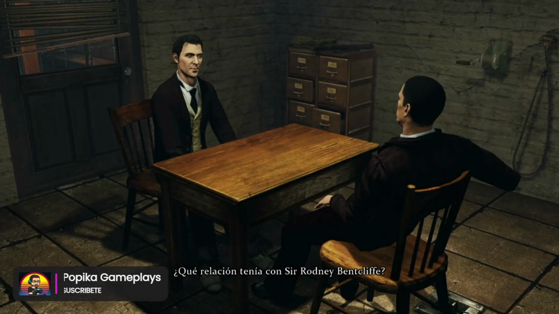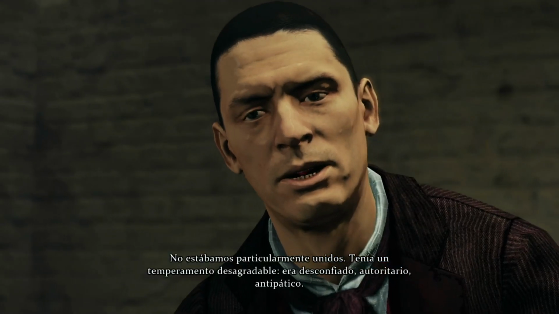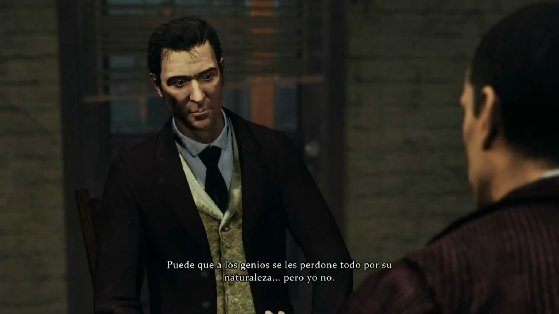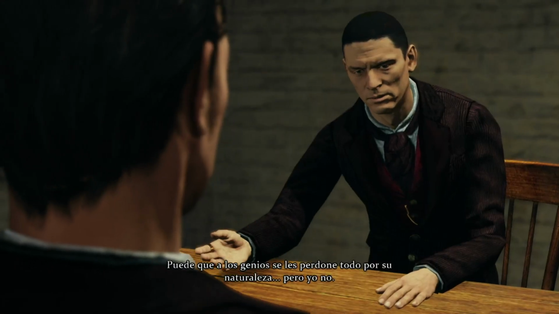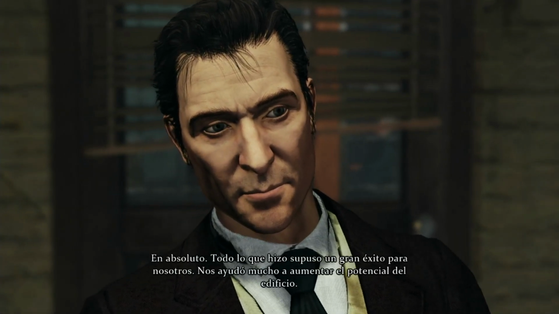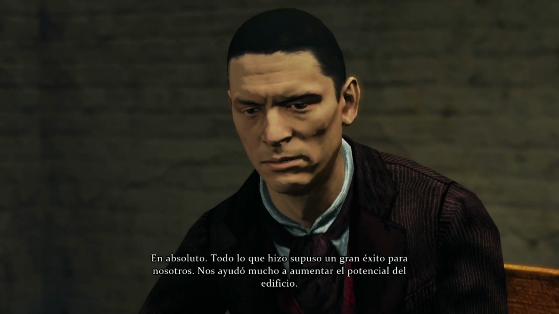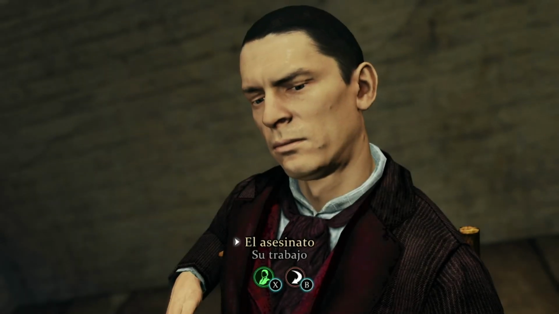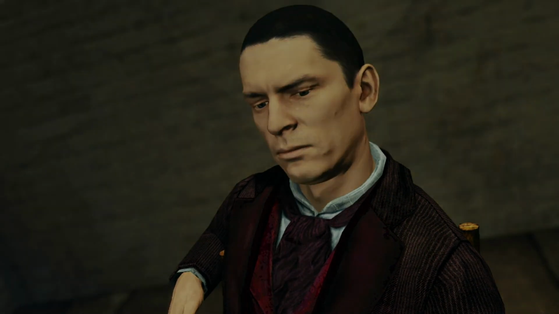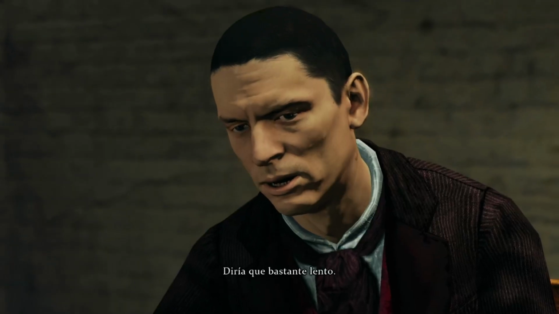What was your relationship with Sir Rodney Bentcliffe? We were not particularly close. He had an unpleasant temperament, suspicious, authoritarian, unkind. People possessed by genius may be forgiven for their nature, but not by me. Was he obstructive? Not at all. Everything he did led us to greater success. He helped us increase the potential of the building. How was the work progressing before Sir Rodney's arrival? Rather slowly, I would say.